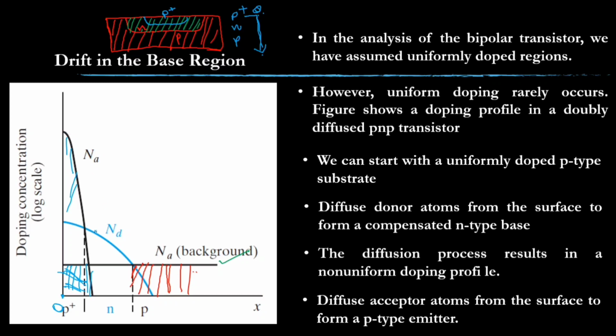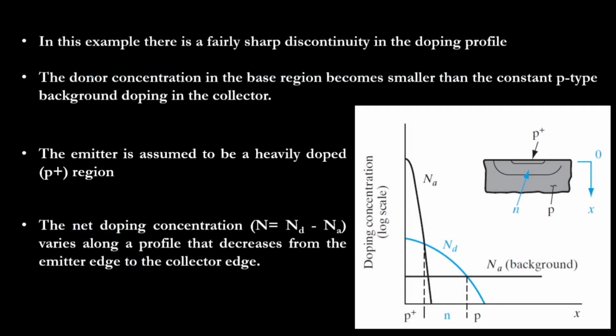Okay, so if I mark one point over here and another point over here, between these points you can see a large difference in the doping concentration. Okay, so here the N-type concentration in the base region becomes smaller than the constant p-type background doping in the collector.